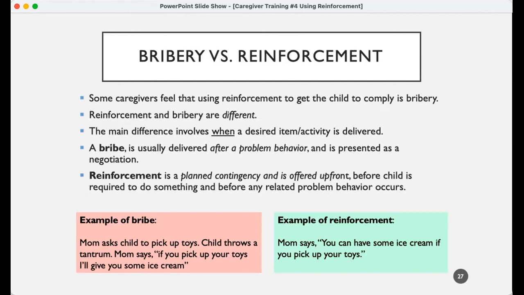Here's an example of bribery. Mom asks the child to pick up the toys. Child throws a tantrum, and then mom says, "Fine, if you pick up your toys, I'll give you some ice cream." You can see here mom's offer of ice cream, or that reinforcer, happens after she places a demand and after the child has problem behavior. Take a look at what reinforcement would look like. Mom says, "You can have some ice cream if you pick up your toys," before any problem behavior occurs.